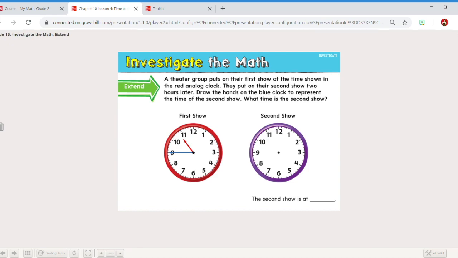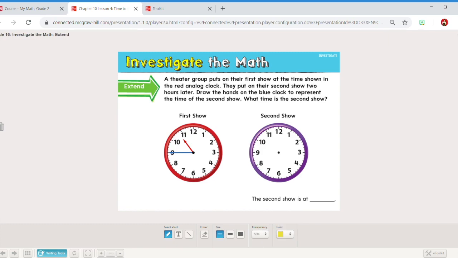We can investigate a problem together, and we're going to do this instead of the Explore page. The Explore page you can do at home. It wants you to cut out a clock and fold it into quarters, which I think is a really great activity for your brain. But for today, I'm going to work through this problem with you guys, and if you have another piece of paper to work on it at home, I encourage you to do that so you can get some practice. So here's this word problem, getting my highlighter ready.